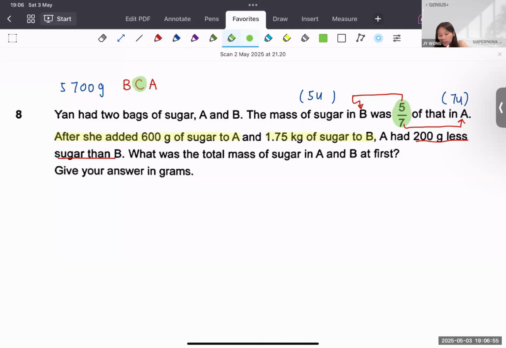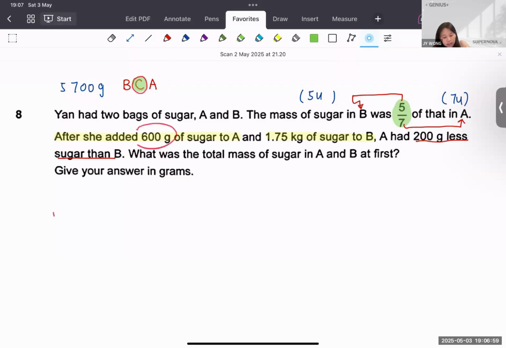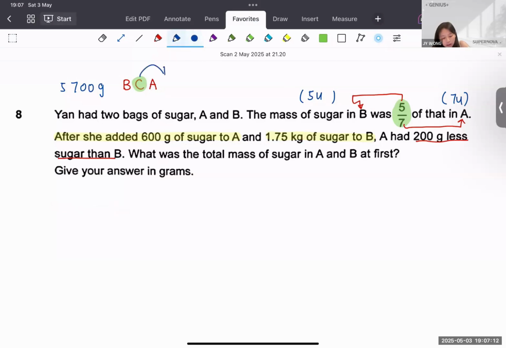Remember we talk about the change. We always talk about the change to find out what remains the same and what changes. So if you add 600 grams to A, you add 1.75 kg to B, both quantities change. Then how? What should I do? So this part here makes it easier for you to understand. So if you say both quantities change and they give you the value, so what can you do? So for a question like that, either you can do it by ratio.